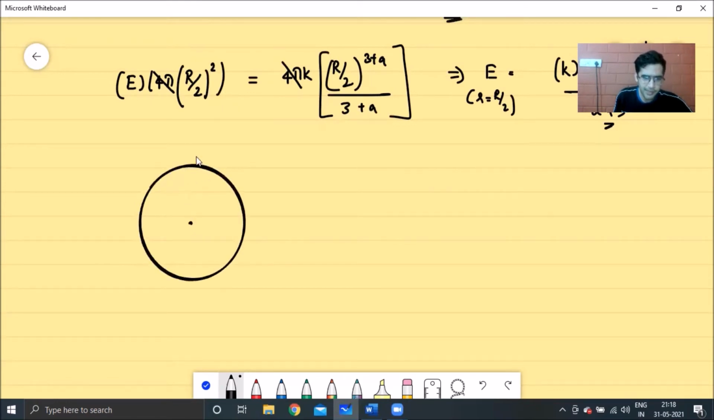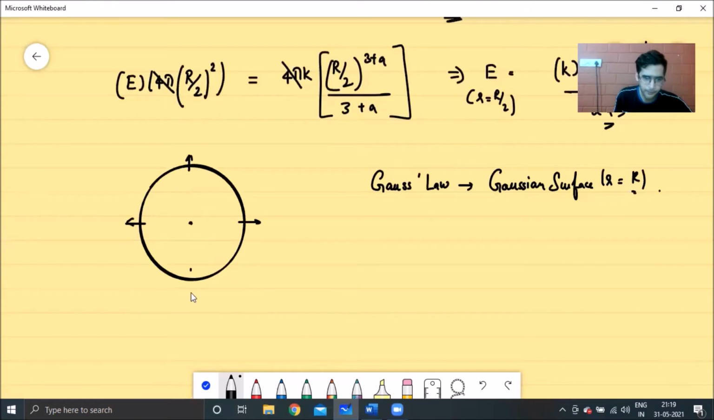To find out what's the field at the surface of the sphere, we'll take our Gaussian surface to be the sphere itself. So now once again, we'll apply Gauss law with your Gaussian surface being the shell of radius capital R itself, right? And once again, here we see that the electric field is perpendicular to the surface at all points from symmetry, right? And again, the electric field must have the same value at all these points because none of these points are dissimilar from the other points. They're all equivalent from symmetry, right?